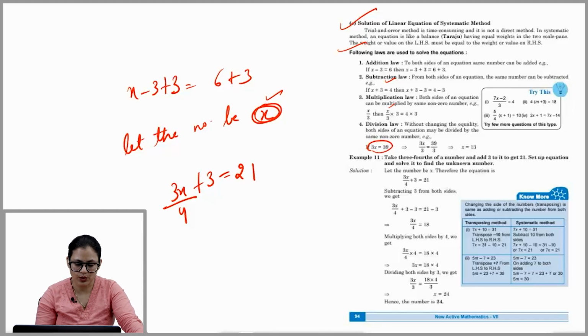Okay. Now what will we do? We will subtract 3 from both sides. Okay. So 3x/4 plus 3 minus 3 is equal to 21 minus 3.